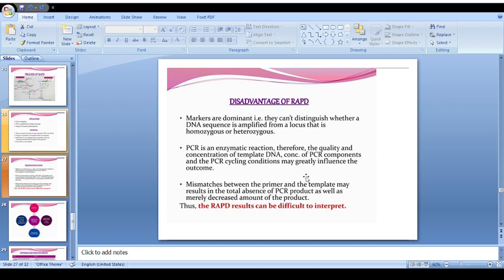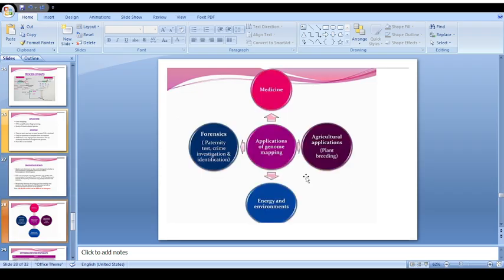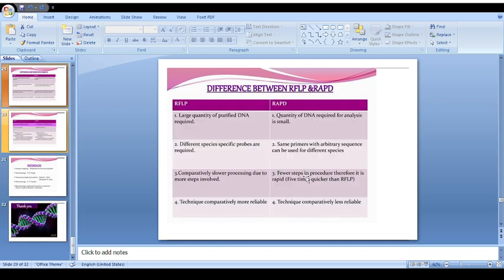They cannot distinguish whether the DNA sequence is amplified from a locus that is homozygous or heterozygous. Since it involves a PCR enzymatic reaction, the components greatly influence the outcome. Some mismatches between the primer and template take place during this process and result in total absence of PCR product. And moreover, the RAPD results are difficult to interpret. These are all the applications of our RAPD. So here are some basic differences between RFLP and RAPD.